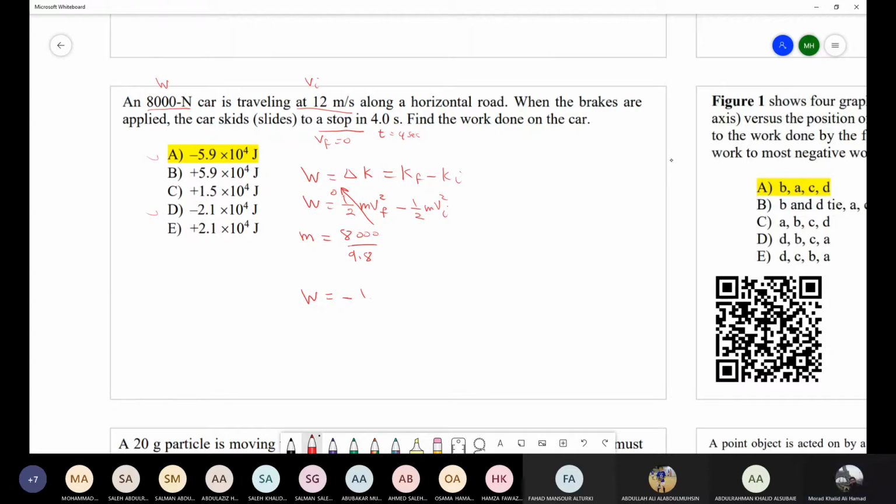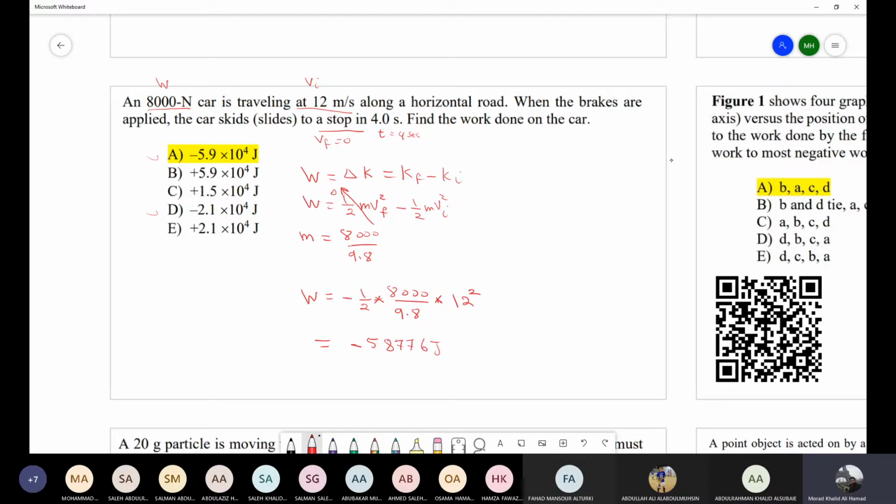Let's continue. Half times mass, either you calculate it directly or put it as is, 8,000 over 9.8 times V initial squared, which is equal to 12 squared. If you calculate this one, you will get the following answer. Work will be minus 5.8776 joule. Okay, but we don't have a similar answer here.